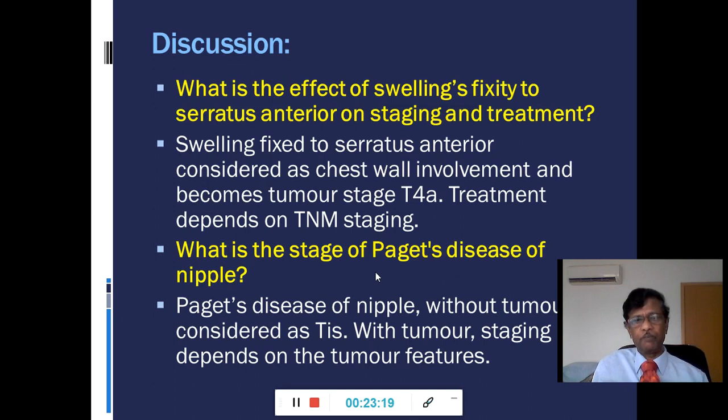So, TNM stage. What is the stage of a Paget's disease of the nipple? I don't know. Paget's disease of the nipple without a tumor is considered as a carcinoma in situ, that is a tumor in situ, TIS. Suppose the tumor is palpable behind the nipple, then the staging will depend upon the tumor features such as the size. So it depends upon the size of the tumor. Then only we can decide the staging of that disease. So Paget's disease mainly depends upon the presence of a tumor behind the nipple and areola.